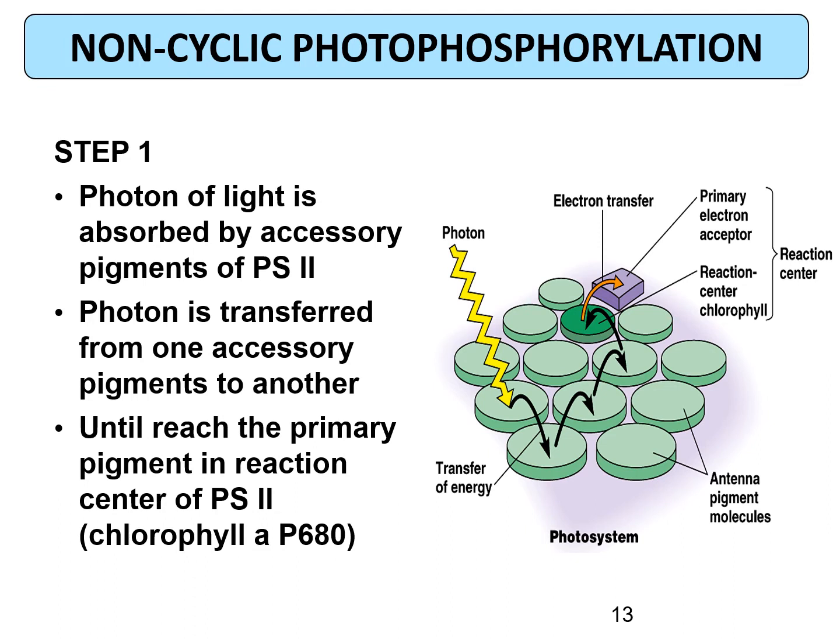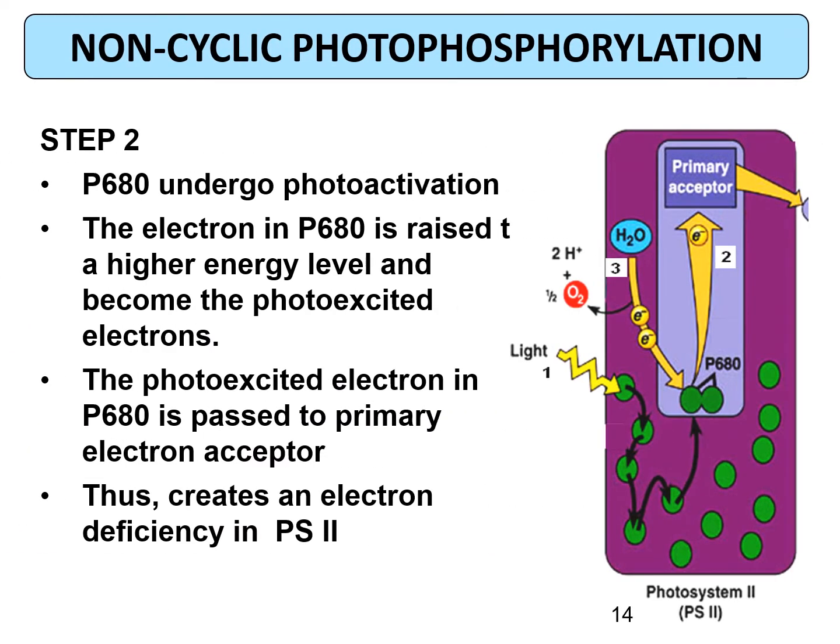Let's look again at the description, because just now I explained through the diagram. In non-cyclic photophosphorylation, the first step is the absorption of the photon by the accessory pigments of PS2. So we start with PS2. Then the photon is transferred from one accessory pigment to another until it reaches the primary pigment in the reaction center of PS2. Then the P680 undergoes photoactivation.